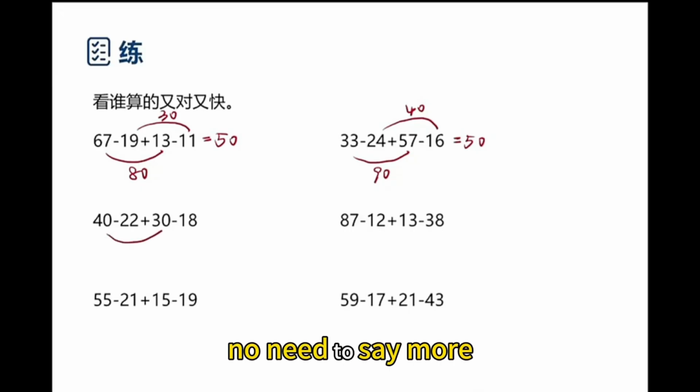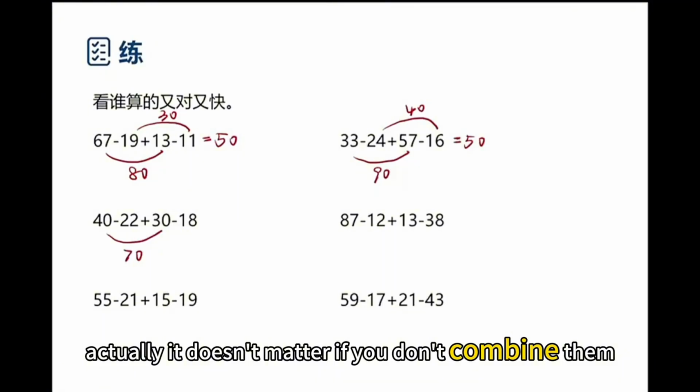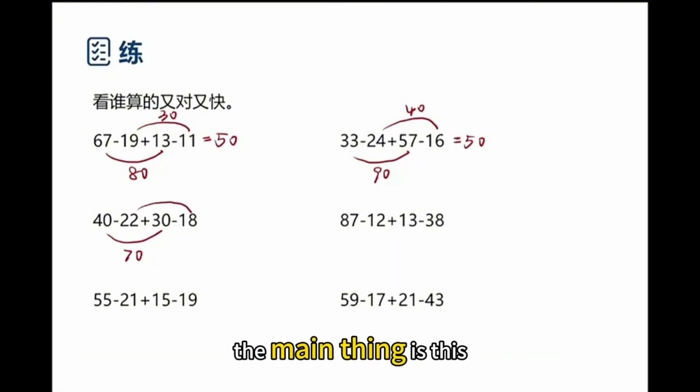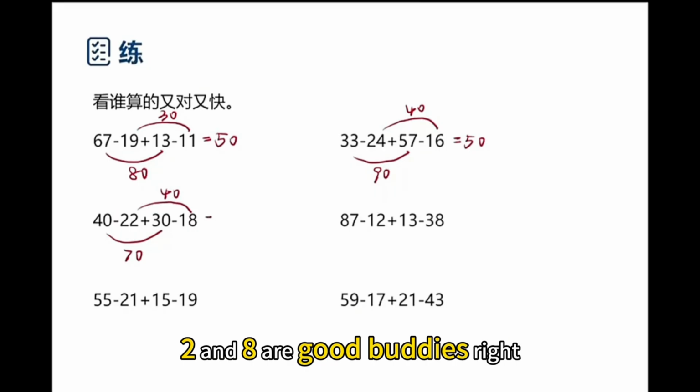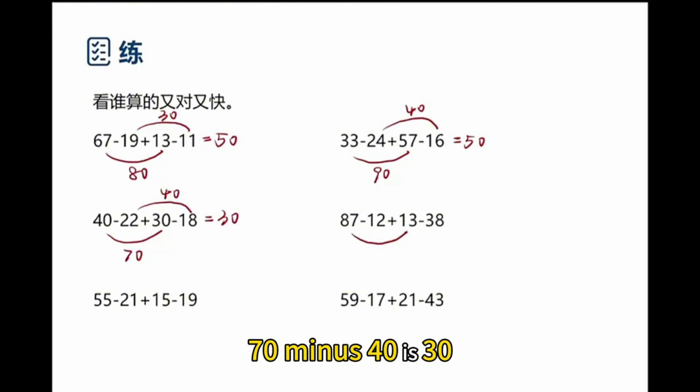No need to say more. Just put them together to get 70. Actually, it doesn't matter if you don't combine them. The main thing is this. Minus 22 and minus 18. 2 and 8 are good buddies, right? So for that you do 2 plus 1 is 3. Plus the carried one is 40. 70 minus 40 is 30.